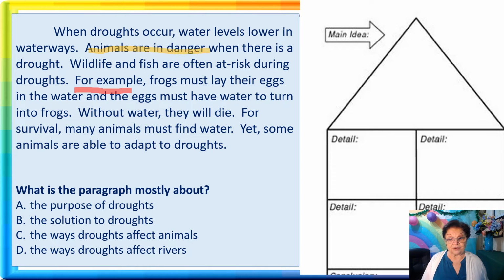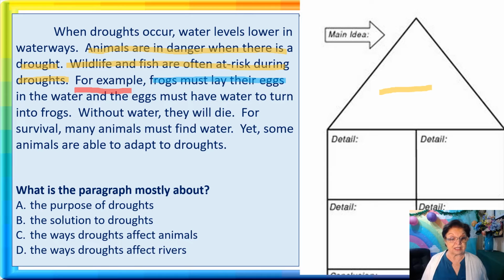So animals are in danger when there is a drought. Wildlife and fish are often at risk during droughts. Either one of those sentences could be the main idea. The reason that we know it's not the first sentence is because there aren't any other supporting details in this paragraph about that first sentence. But let's find some supporting details about how animals and wildlife are in danger.